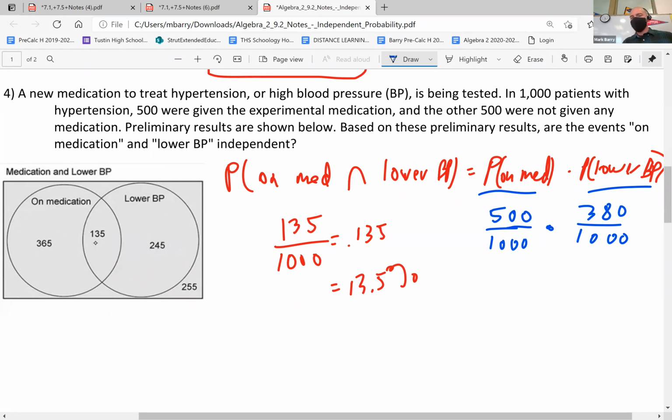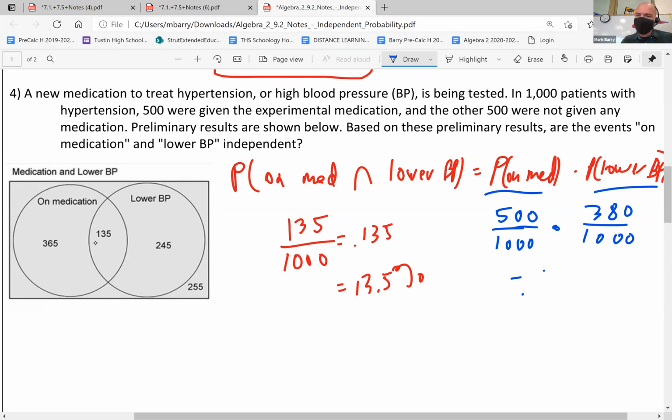All right, so I'm going to multiply those two together now. So 500 over 1,000 times 380 divided by 1,000. And so this comes out to 0.19, or 19%.